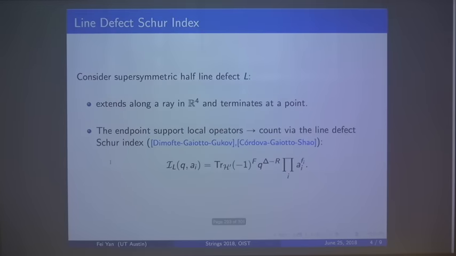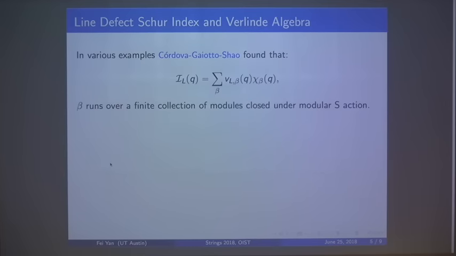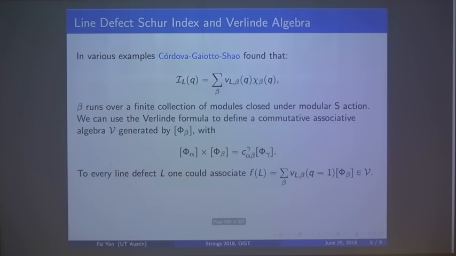It turns out one way to do it, which is not the best way, as many experts here would argue, but one way to do it is to consider supersymmetric half-line defects in your theory. Such supersymmetric half-line defects extend along a ray in R^4 and end at a point. The endpoint supports local operators, which you could count via the so-called line defect Schur index. As first realized by Cordova, Gaiotto, Shao, in many examples the line defect Schur index admits an expansion in terms of characters of a finite collection of modules of the chiral algebra, which are moreover closed under the modular S transformation.